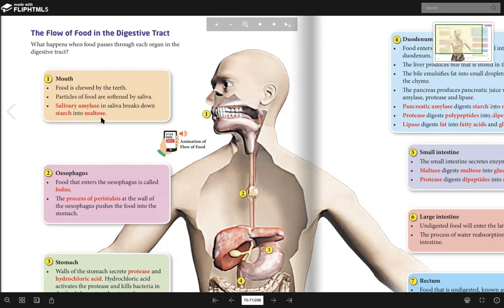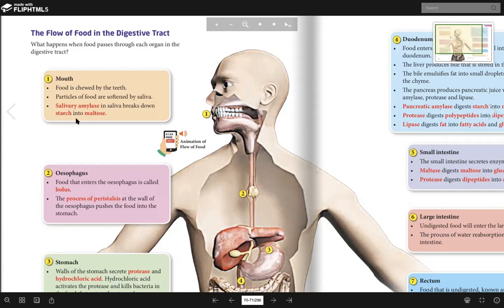Okay, so as you can see in the mouth, there are two types of digestion that happen. Physical digestion. Sebab apa physical digestion? Sebab large food is chewed by the teeth, so that it becomes small. Okay, kenapa dia chemical? Sebab chemical digestion, sebab it involves enzyme. So the enzyme related here is amylase. So amylase is used to break down starch into maltose.